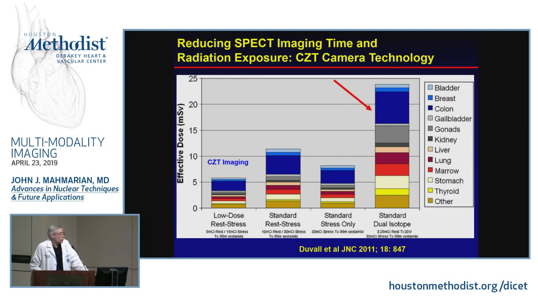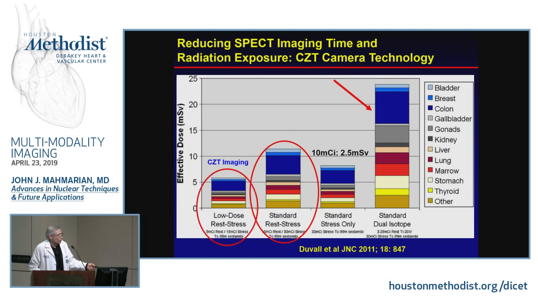And this is important because we know that radiation is a big issue. We know that dual isotope imaging gives you the highest radiation, about 25 millisieverts. Standard stress only is about 2.5 millisieverts if it's a 10 millicurie dose. Standard stress rest is about 12 millisieverts.